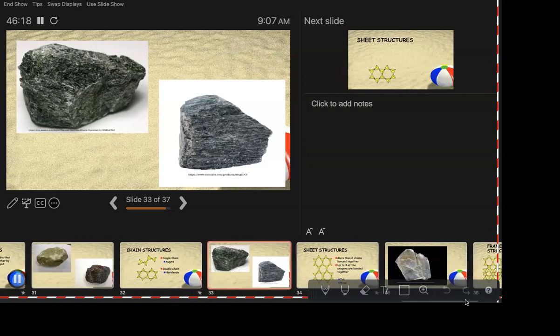So we've got augite in the upper left-hand corner, I think, because of its greenish tint, right? And we've got our hornblende in the bottom right, and you can see, hopefully, the layering in there.